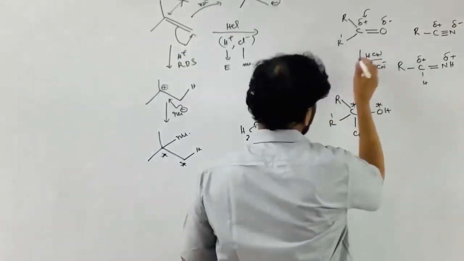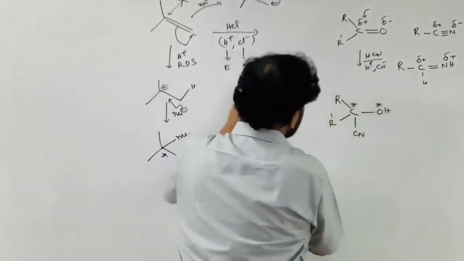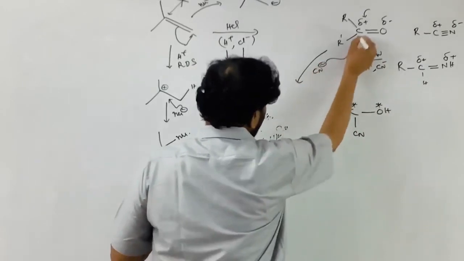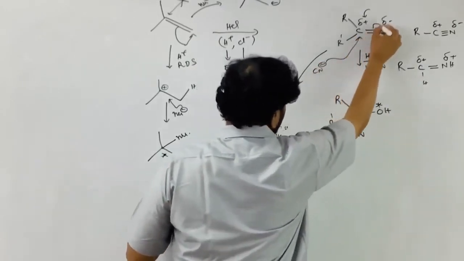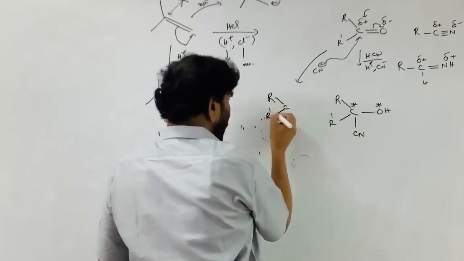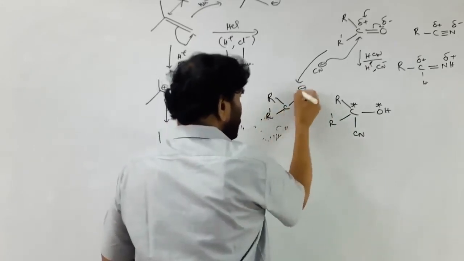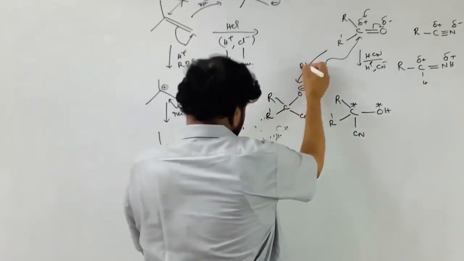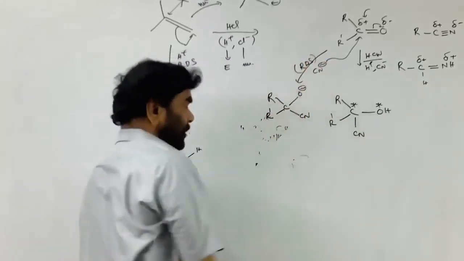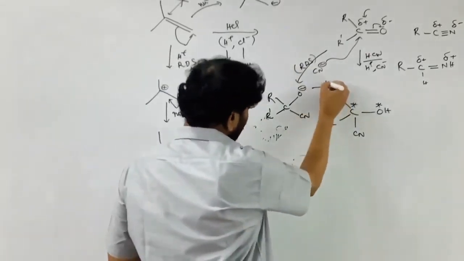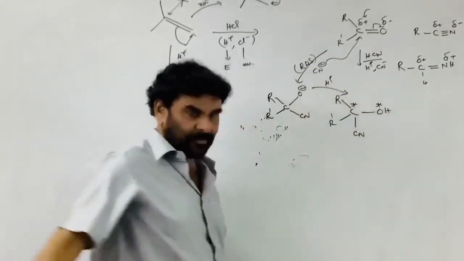So here, what is happening is that the cyanide ion first approaches and attacks here, and this is moving to this side. That is R, C, R prime, O minus, and the cyanide ion. This is the RDS of the reaction. Then the H plus ion approaches and responds.